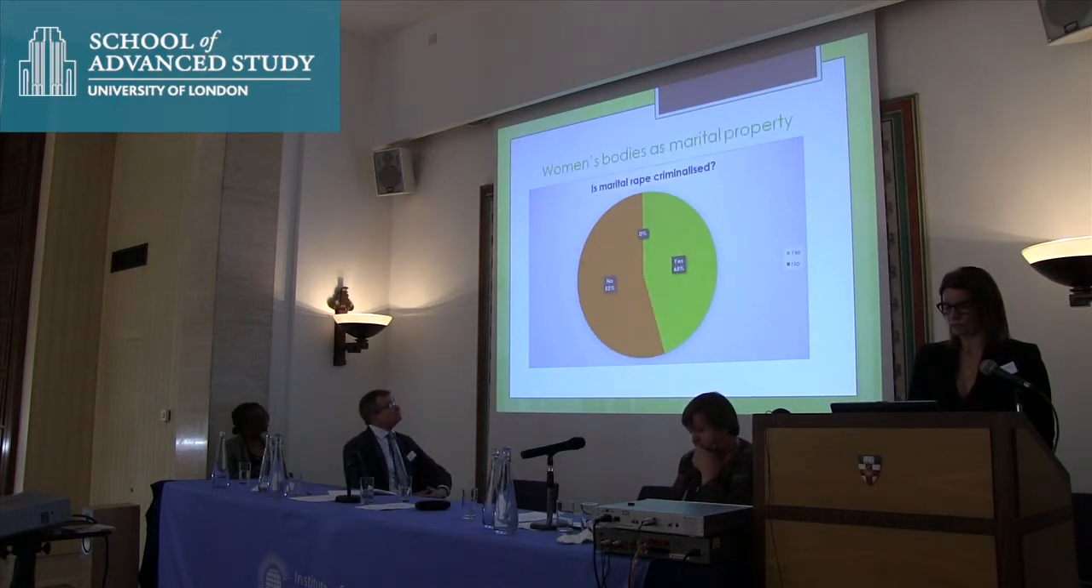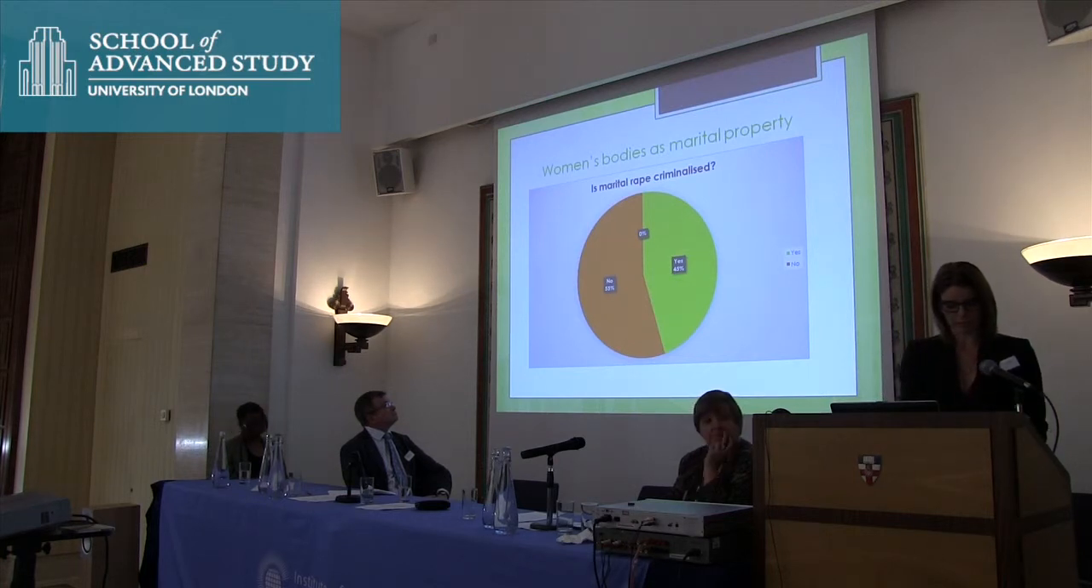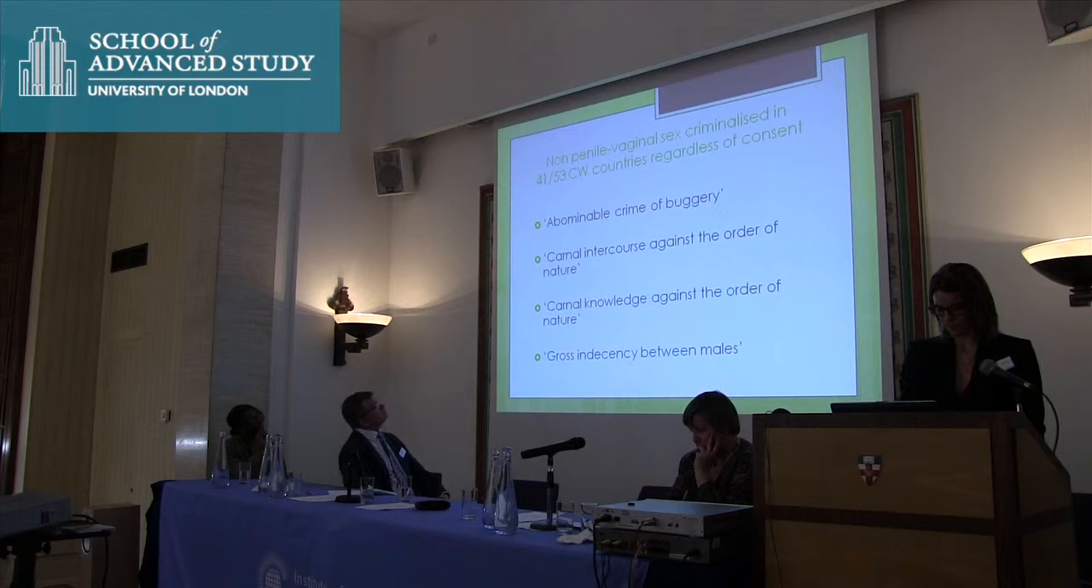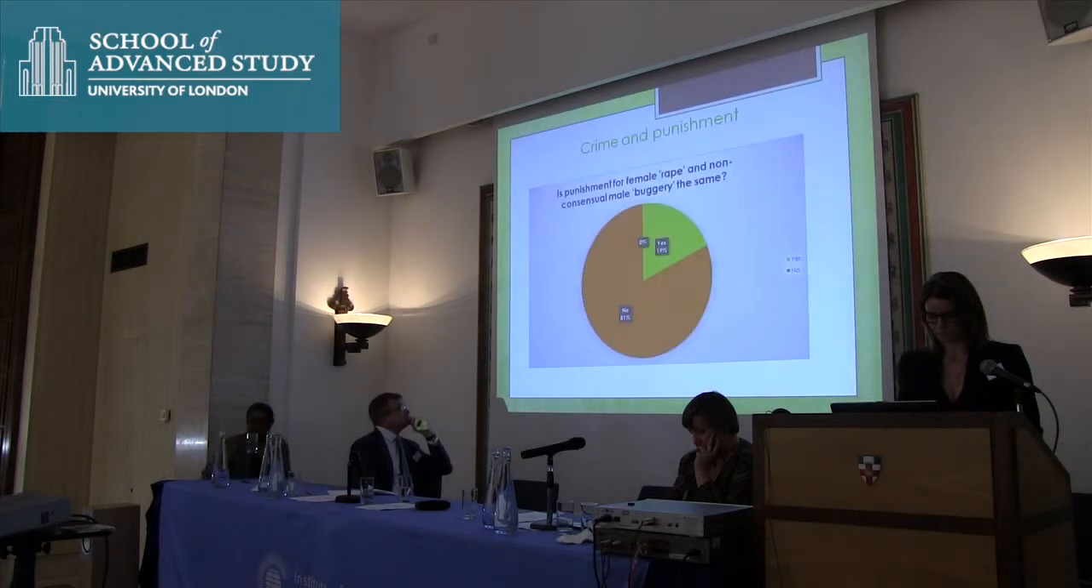Another aspect is related to women's bodies being marital property. So whether marital rape is criminalized, we still have only 45% of Commonwealth countries where it is a crime for a husband to rape his wife, even if it's by force. In 41 out of 53 Commonwealth countries, non-penile vaginal sex is criminalized, regardless again of consent or location or age of the parties. So these are variously termed the abominable crime of buggery or carnal intercourse or carnal knowledge against the order of nature between males, that type of thing. So almost 80% of the Commonwealth still has these colonial legacy laws that were passed around in the 19th century.